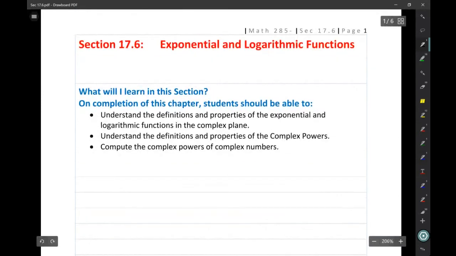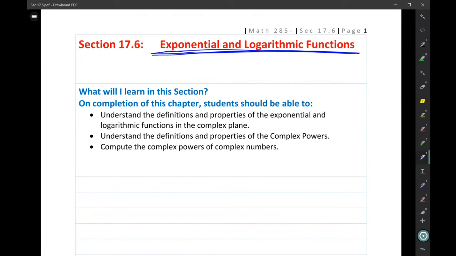What we are going to learn in this section regarding the complex: we will learn the exponential and the logarithmic functions, the ln function, natural logarithm, how we can define it for complex numbers. Also, we will check the properties of the exponential and the properties of the logarithmic function, and the complex power, how to compute the complex power of complex numbers.